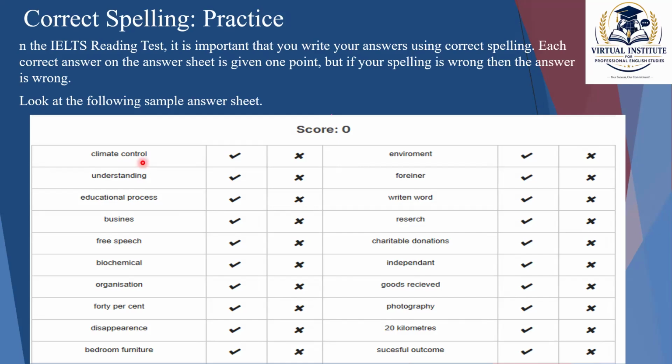Yes, sir, it is correct. Environment, is it correct or not? No, sir, it is wrong. Then we have understanding. Is it correct or incorrect? Yes, sir, it is correct. Correct. Foreigner, is it correct or incorrect? Incorrect. The G is missing. Foreigner, right? Yes, sir.